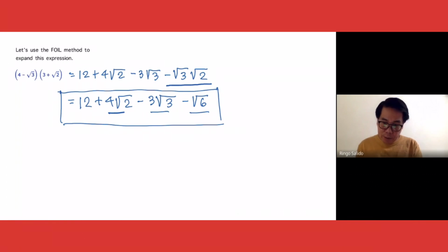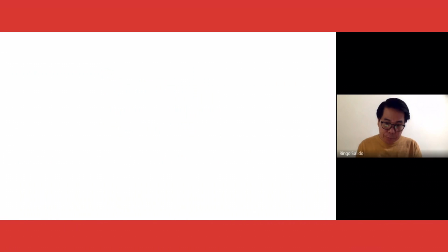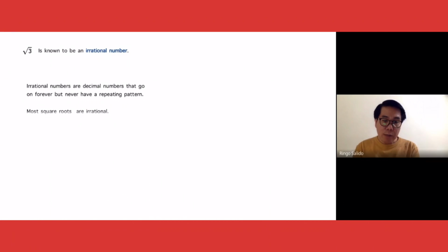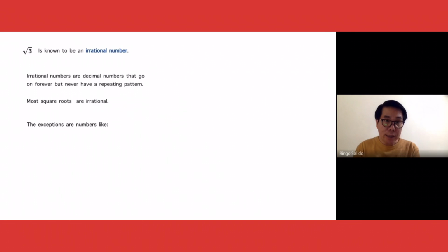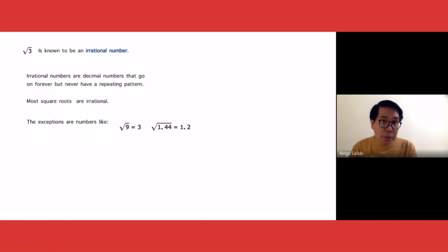Okay, now let's proceed to the next one. Root of 3 is known to be an irrational number. Irrational numbers are decimal numbers that go forever but never have a repeating pattern. Most square roots are irrational numbers. There's an exception: square root of 9 is equal to 3, and square root of 1.44 is equal to 1.2. These are rational numbers.